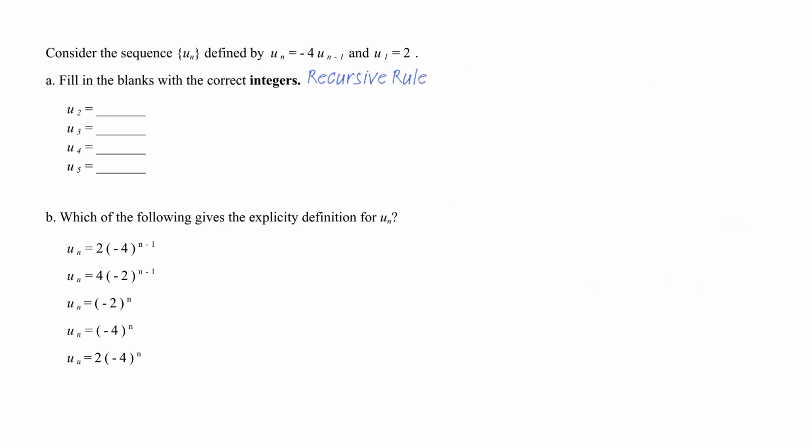Part A is solving the recursive rule. The question gives you two pieces of information. 1. U sub 1 equals 2. This is your starting point. The first number in the list is 2.